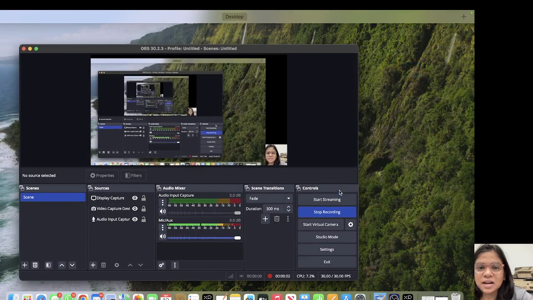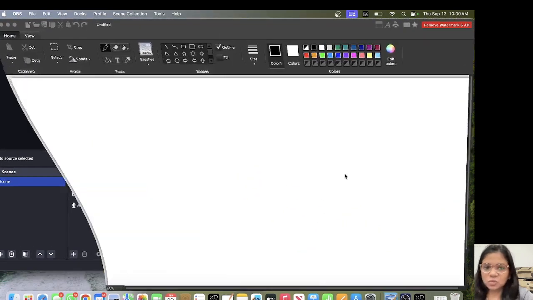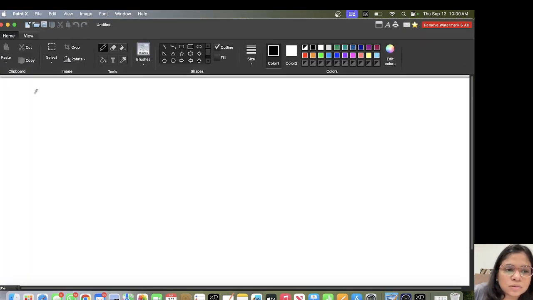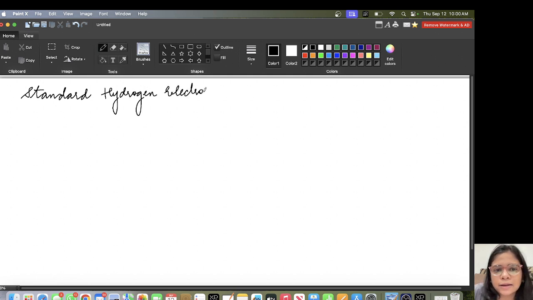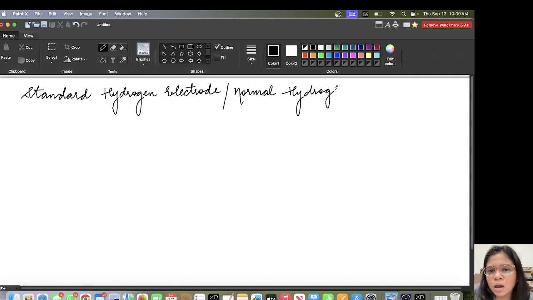Hi everyone. So we'll be starting our next topic, which is the standard hydrogen electrode. The next topic name is standard hydrogen electrode. This is also called SHE, or standard hydrogen electrode. This is also called the normal hydrogen electrode. So you can just name it as SHE or NHE, normal hydrogen electrode.